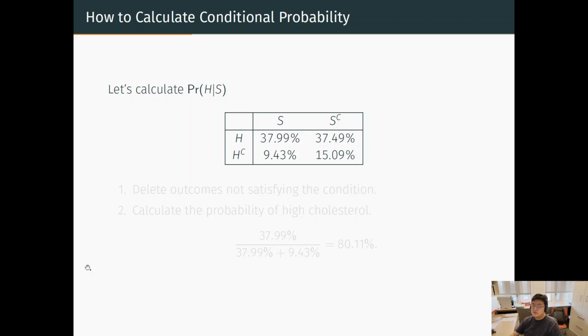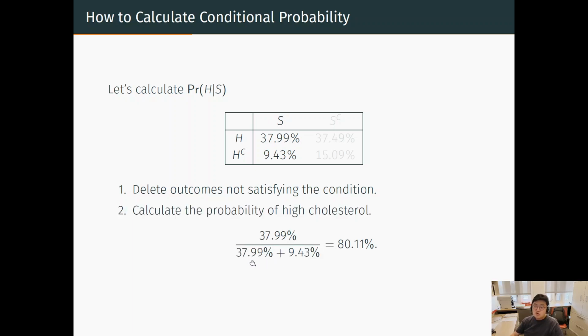So we have these numbers from the joint probability distribution. Same thing. When you calculate condition on S, delete the other side. Delete S complement, second column, and just look at these numbers. Even though they are probabilities, not number of observations, still it does not matter. You may use them as if they are just number of observations, because probability is basically based on frequencies. You may directly use that to calculate the conditional probability. In the end, it is 80%.